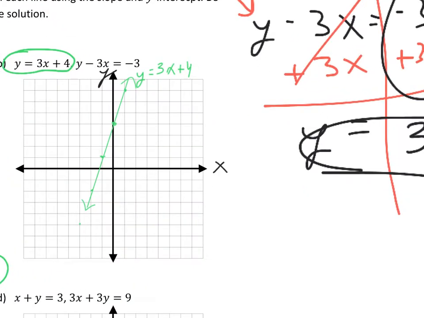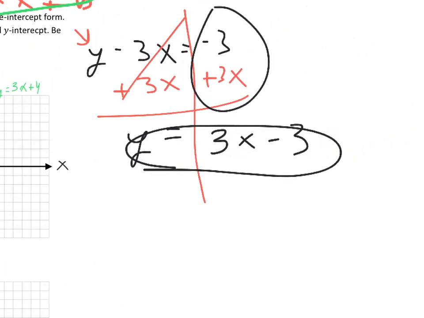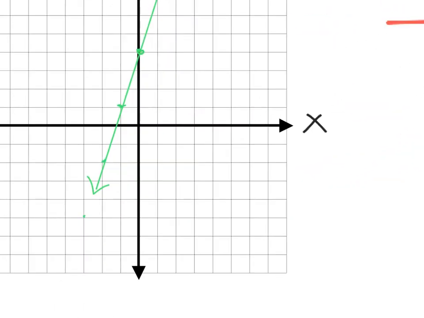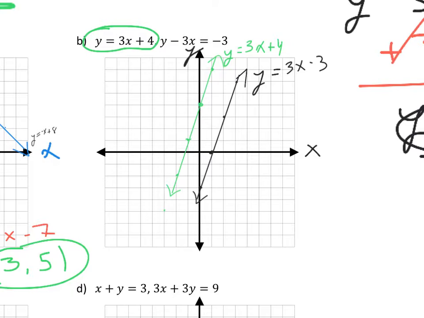So I'll bring that over here again. I need to begin with the y-intercept of negative 3 and move with the slope of 3. So go ahead and do that one. Okay, when you finish graphing the second equation, you should have y equals 3x minus 3.